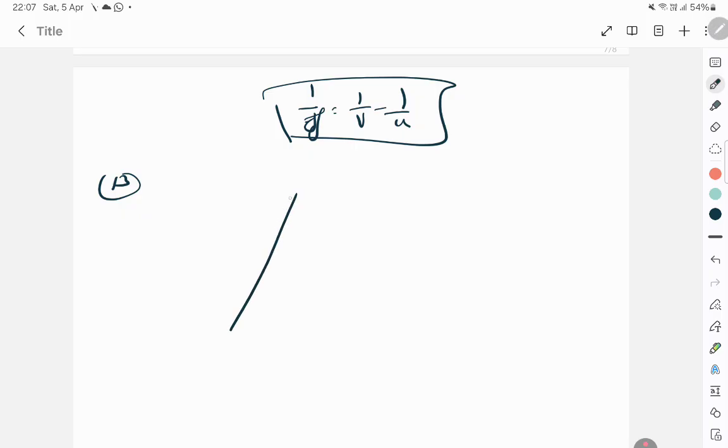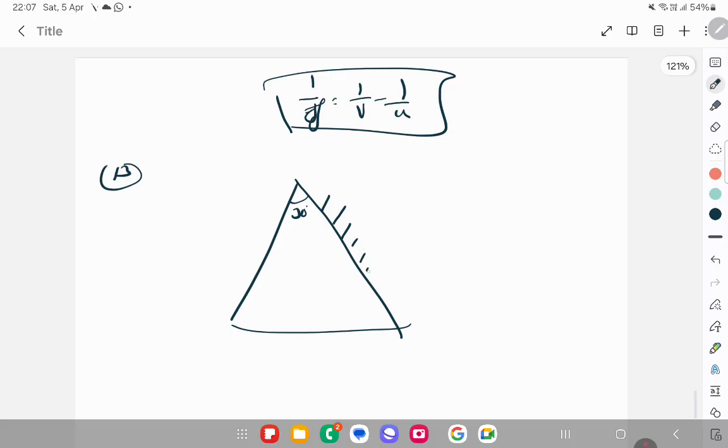Okay, so there's a prism with an angle of 30 degrees, and one of its faces is coated with silver. A ray of light on the other face at an angle of 45 degrees is refracted and reflected from the silver coating, which means the silver coating is here.